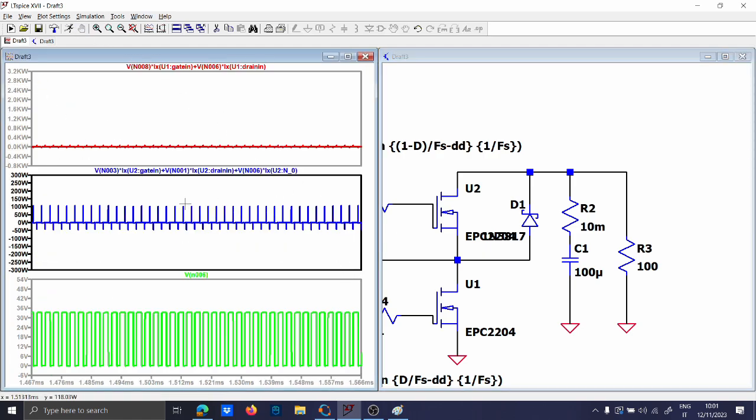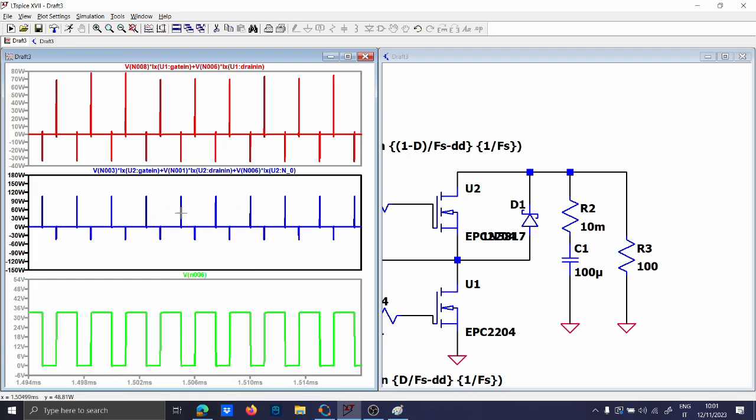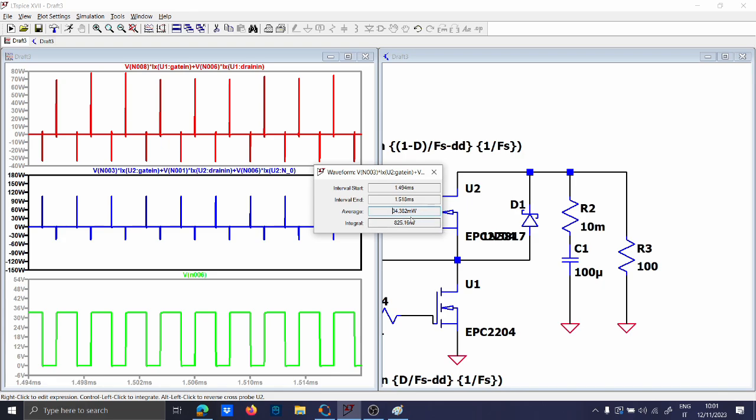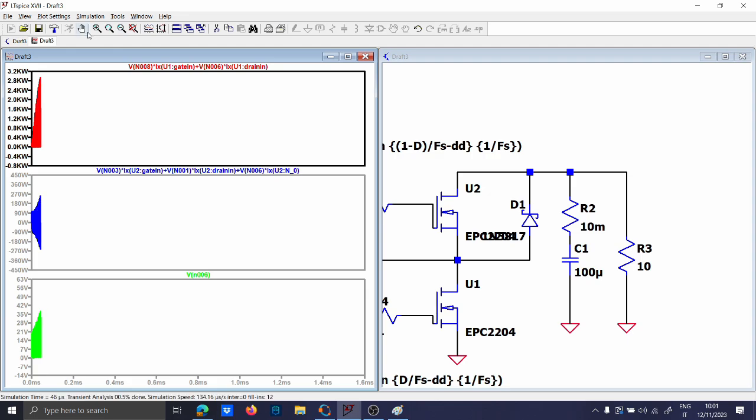Now, if we zoom here, you will discover just that it has just 34 milliwatts, and this guy above instead it has. Let me put a higher load, 10 ohms.